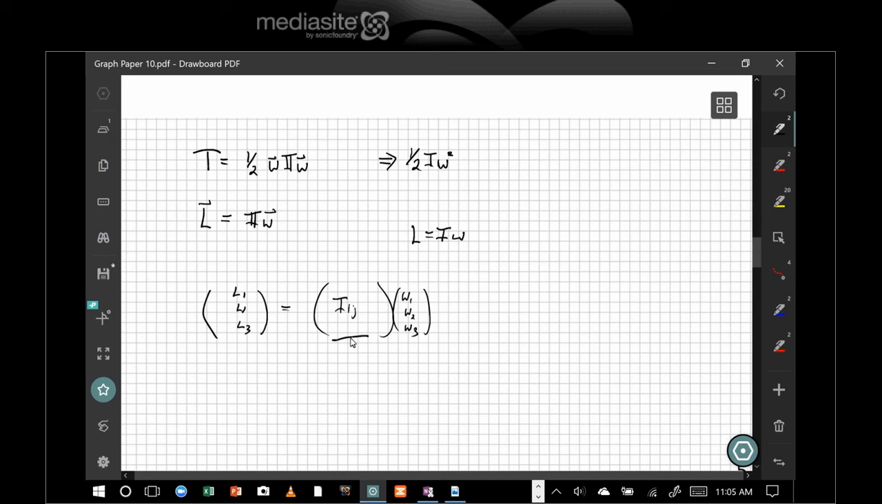So we're going to do problems, and when we do problems, we're going to have to do some matrix multiplications to get the equations of motion. So we'll do that next time.